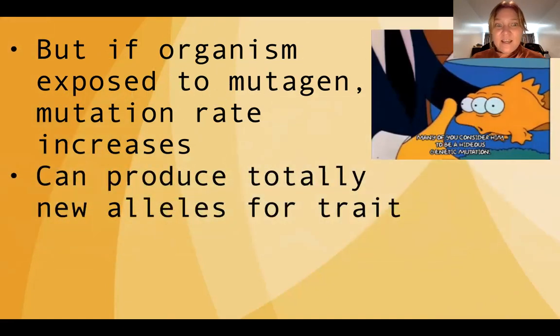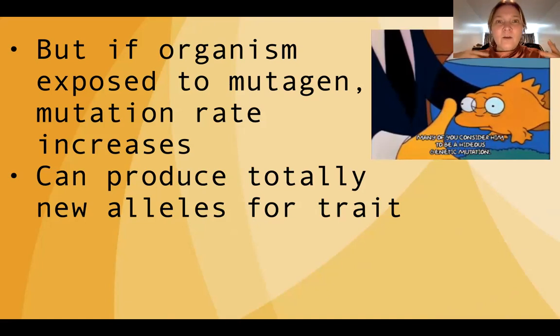Anyway, mutations can produce totally new alleles for a trait. Now, it's important to remember that the majority of our DNA is not used at all. So if a mutation occurs in a portion of the DNA that's never transcribed, if you remember transcription and translation, transcription is making RNA from DNA and translation is making proteins from RNA. If there's a mutation in the non-transcribable portion of DNA, then it will have 0 effect. And that mutation can be passed on depending on if it's recessive or dominant.